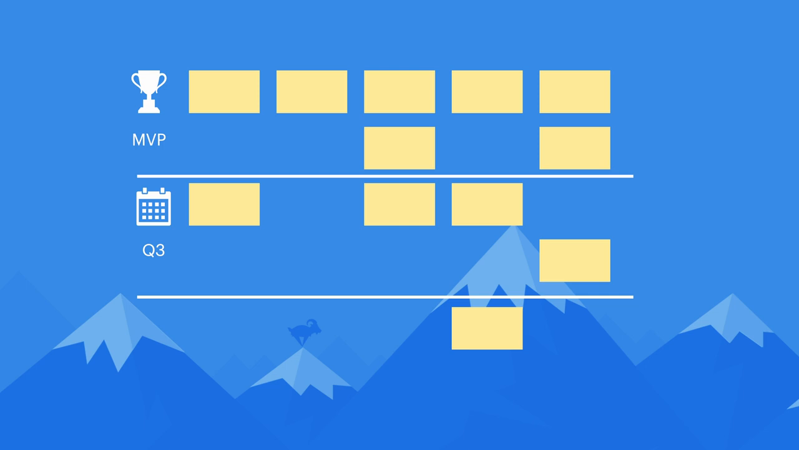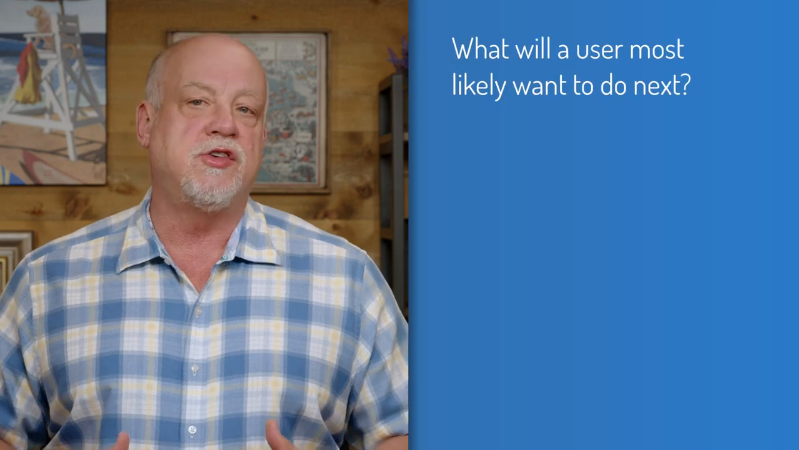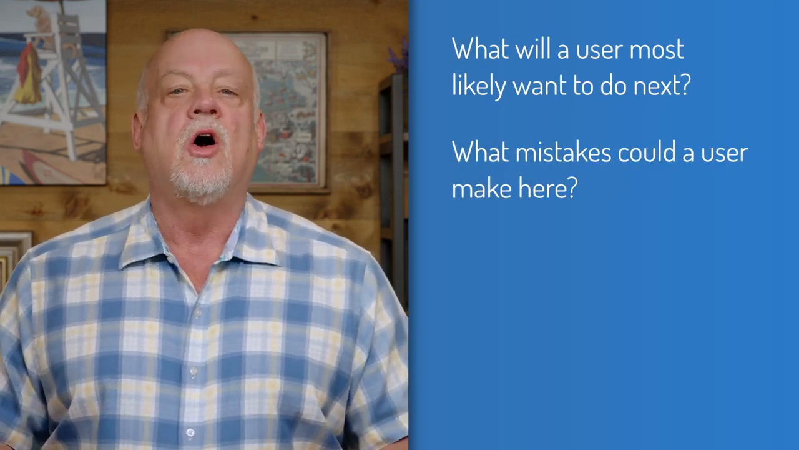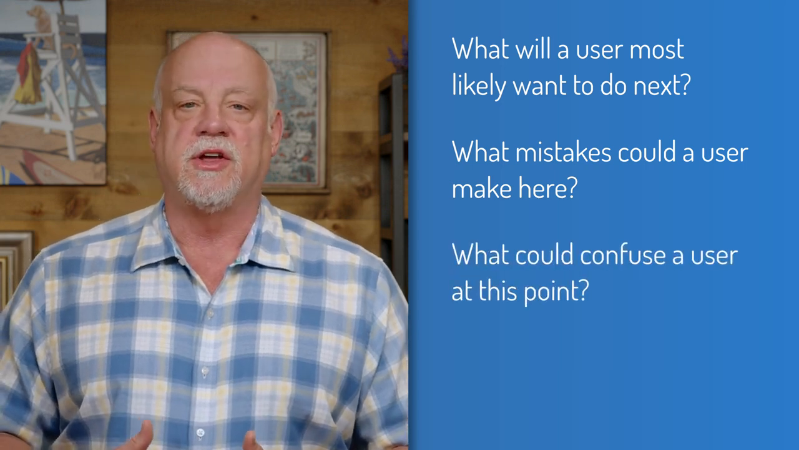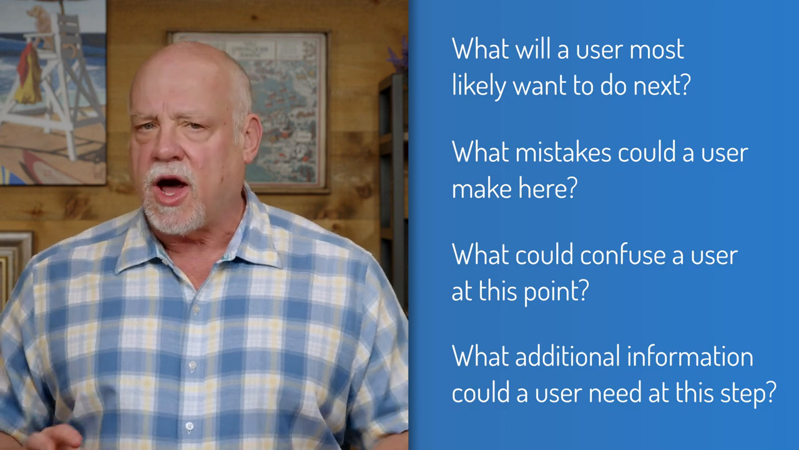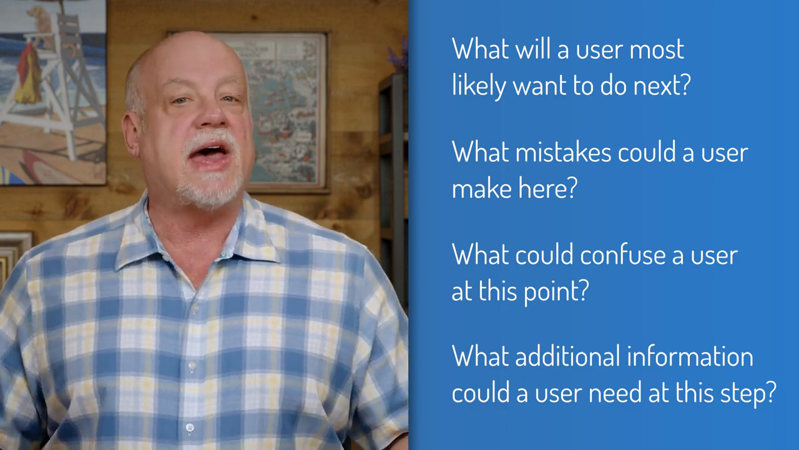Story maps can help teams discover important product backlog items they might have otherwise overlooked. To do this, walk through the steps on your story map, thinking about each step from the perspective of a user. It can be very helpful to ask a few questions at each step, such as what will a user most likely want to do next? What mistakes could a user make here? What could confuse a user at this point? What additional information could a user need at this step? If your product has multiple types of users, ask these questions for each type of user.